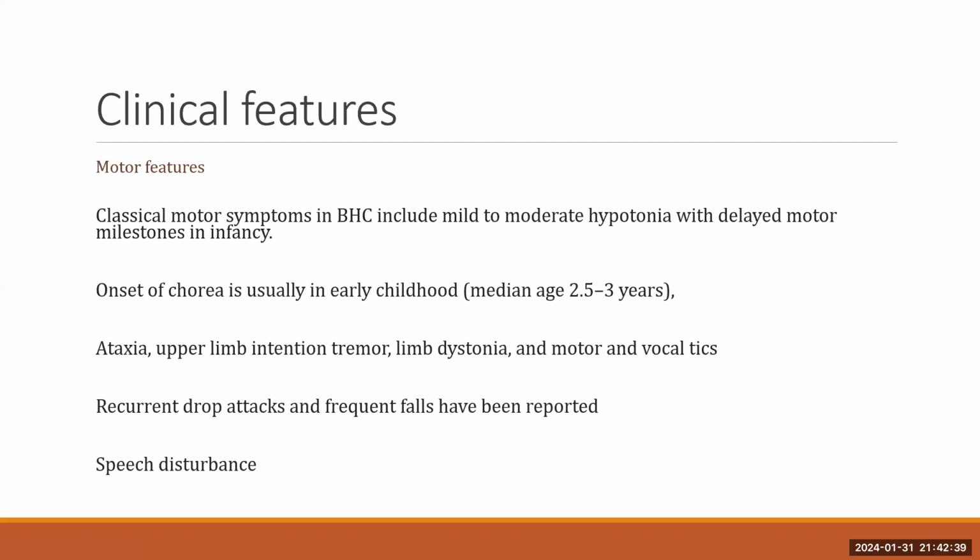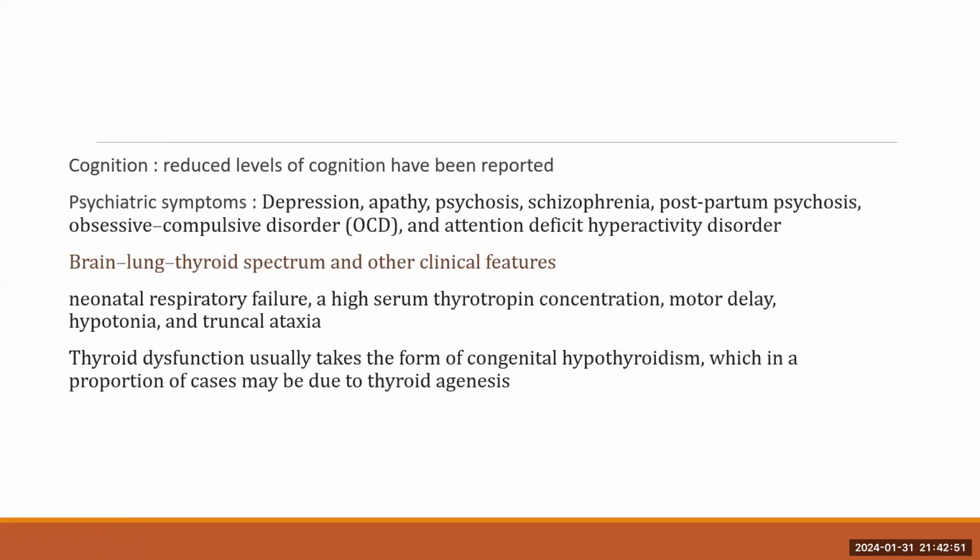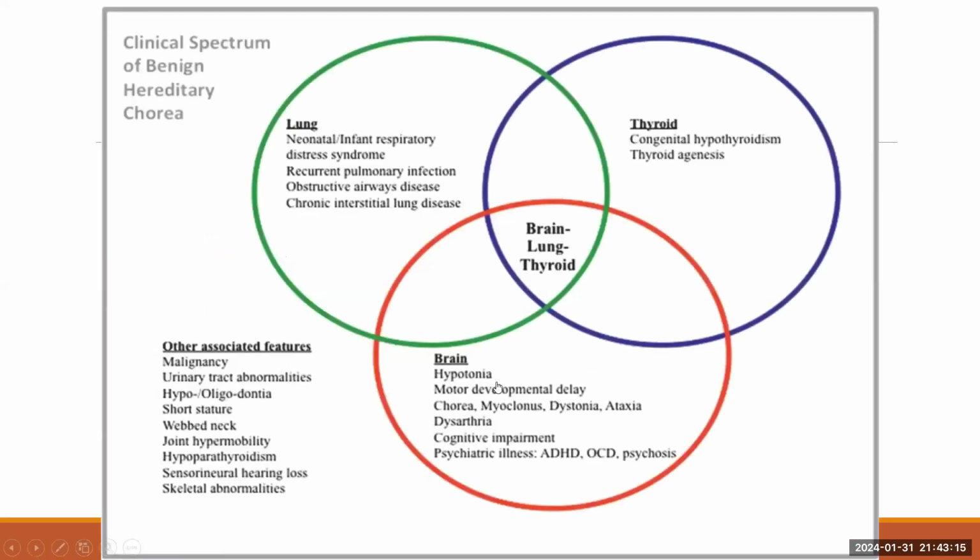Ataxia and upper limb intentional tremors. Limb dystonia, and motor and vocal tics may also be involved. Recurrent drop attacks or frequent falls have been reported, and speech disturbance may also be associated. Reduced cognition has also been reported, and associated psychiatric symptoms may be present. Neonatal respiratory failure and high serum thyrotropin concentration, motor delay, hypotonia, and truncal ataxia may be the presenting complaints. Thyroid dysfunction usually takes the form of congenital hypothyroidism. And this is the clinical spectrum of benign hereditary chorea, mainly involving brain, lung, and thyroid.